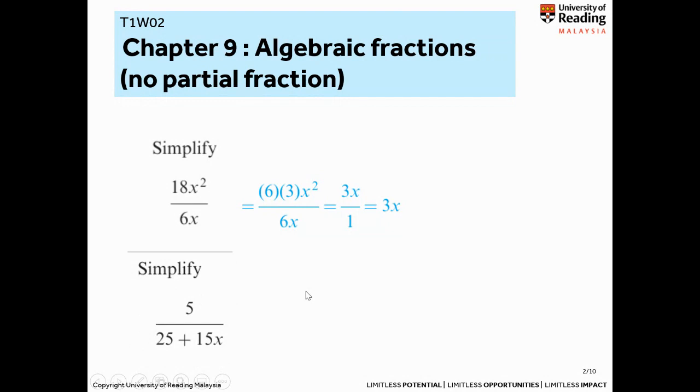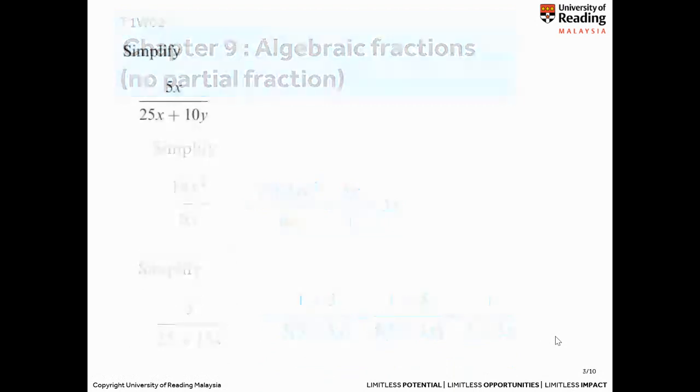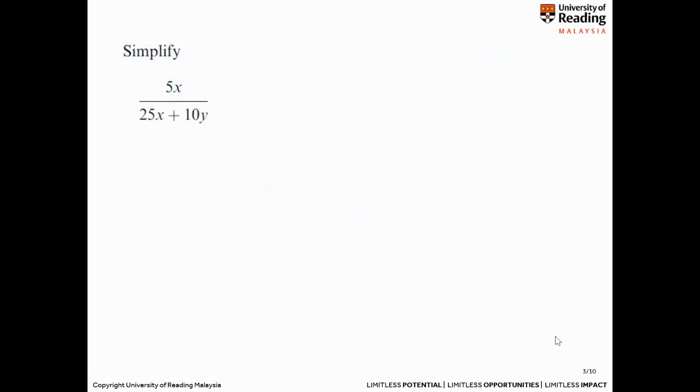Then the next example, you have 5 over 25 plus 15x. Look at the denominator. It's quite obvious that the denominator has a common factor of 5. Therefore, you factorize 5 from the denominator, you have 5 bracket 5 plus 3x. So the 5 from the numerator and denominator you cancel, and you get the answer 1 over 5 plus 3x.